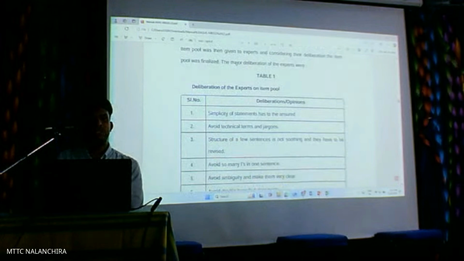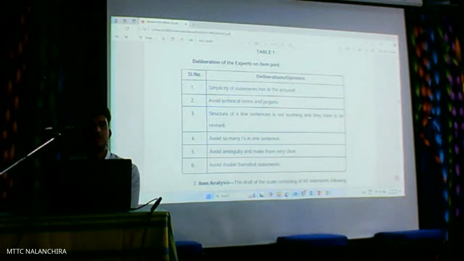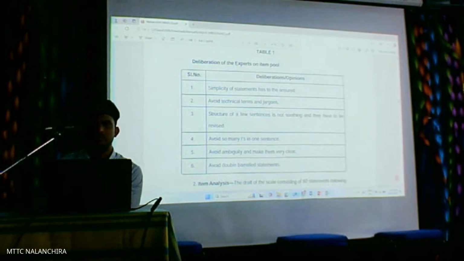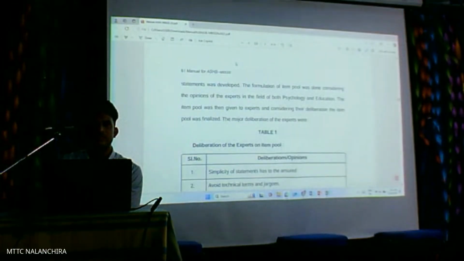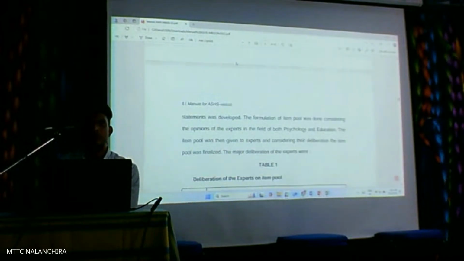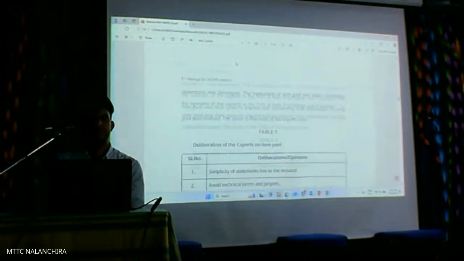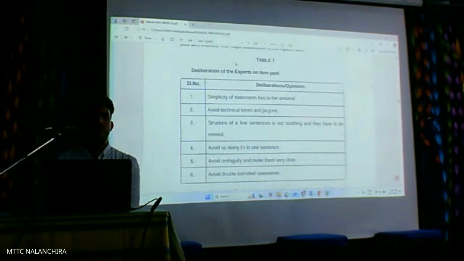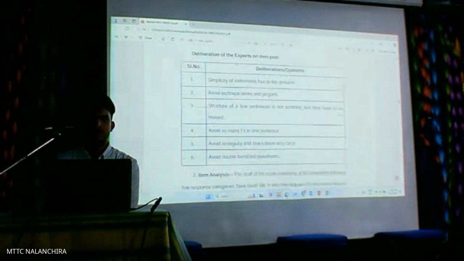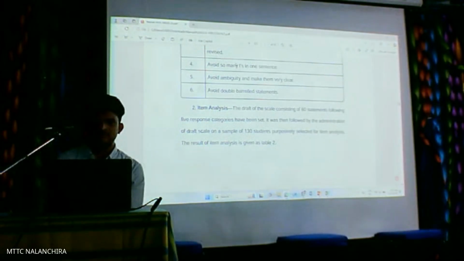Then this table explains what was the deliberation of the experts. All the deliberations of 10 experts, I think 10 experts, is mentioned here. Somewhere it is mentioned. So these were the deliberations. Then item analysis. After that, the second draft of the tool will be ready.